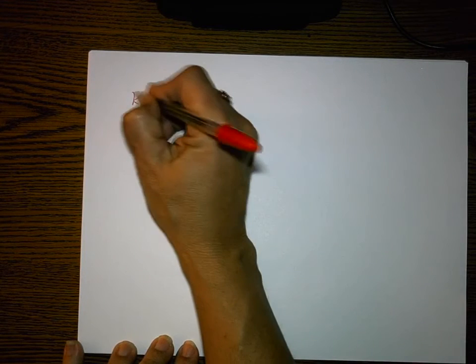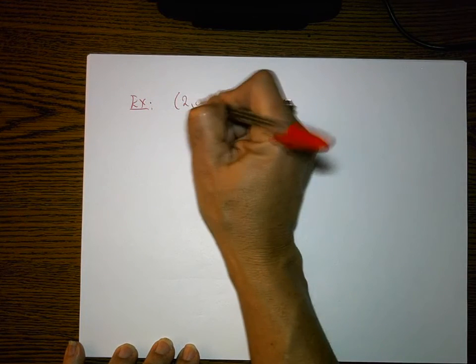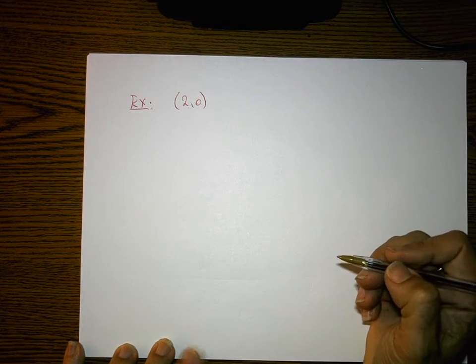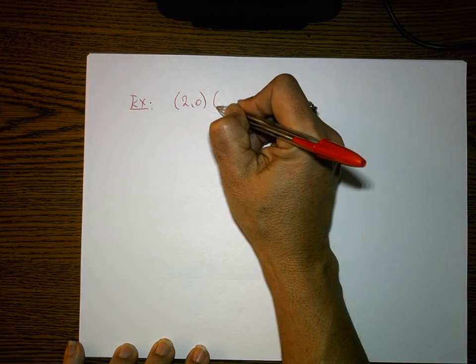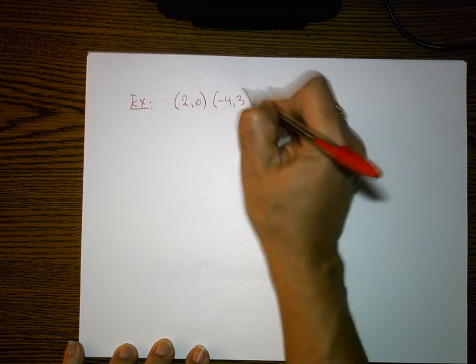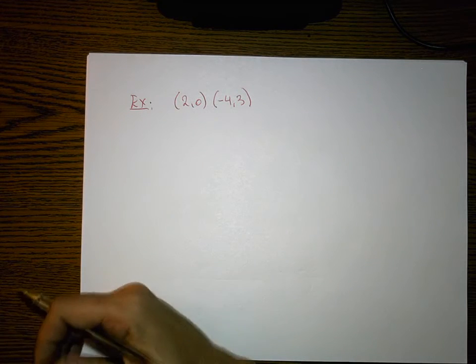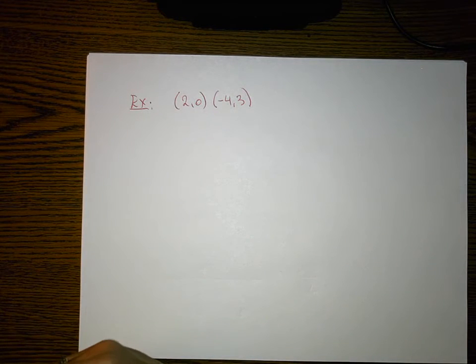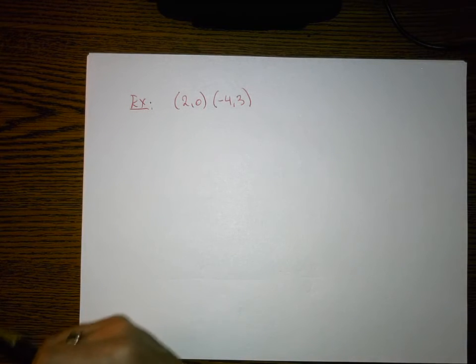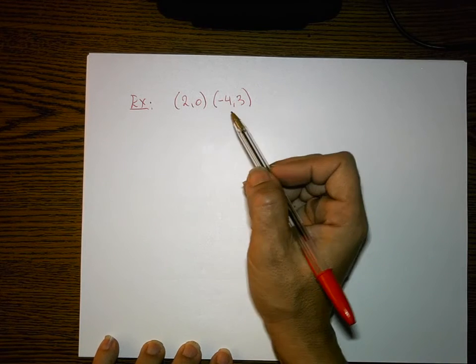All right, so let's do from ordered pairs, from coordinate pairs. So I have an example here. Let's do 2, 0, and negative 4, 3. Let's see what we get. We did it from a table, it was kind of easy to tell. We did it from a graph, and we can practice more. But let's see from coordinate pairs. It is not very visual.